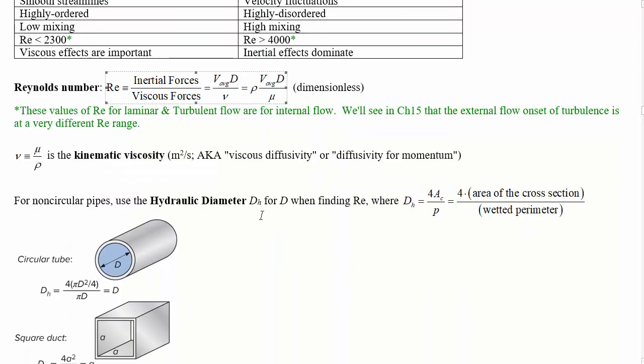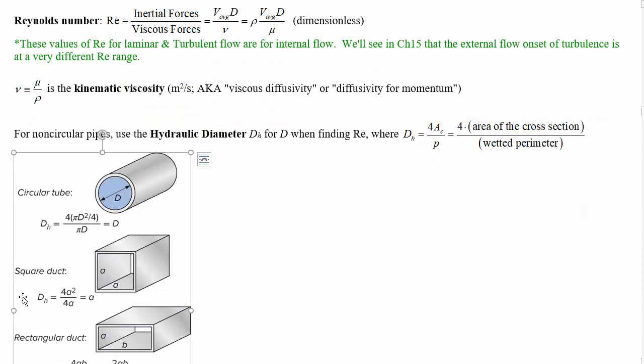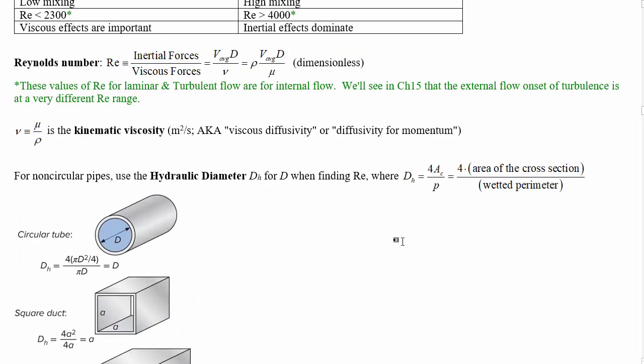Now, if it's a non-circular pipe, you use what's called the hydraulic diameter, which is defined so that the square duct has a hydraulic diameter of just A. That's kind of convenient. And the circular tube, or circular pipe, if you want to think of it like that, has a hydraulic diameter, which is just equal to its regular diameter. The specific definition of hydraulic diameter, to make all of this work out like that, is 4 times the cross-sectional area divided by the wetted perimeter, meaning the perimeter that the fluid would actually be in contact with.